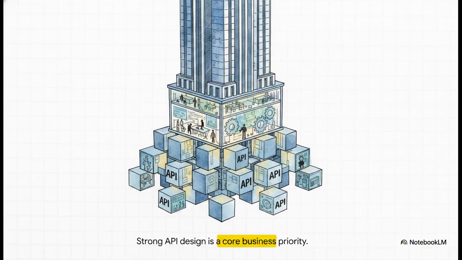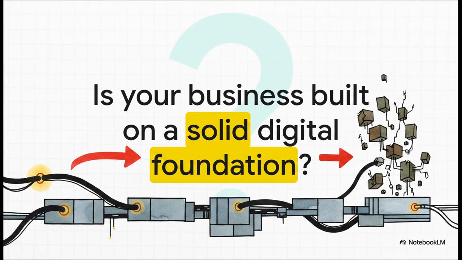At the end of the day, it comes down to this. Strong API design isn't just some technical detail buried in the IT department. It's a core business priority. It directly impacts how fast you can move, how efficient you are, and ultimately your bottom line. So, I'll just leave you with this one question to chew on. As you look at your own business, at the way your systems are supposed to connect, are they really built on a solid digital foundation, or are you just waiting for the cracks to show?